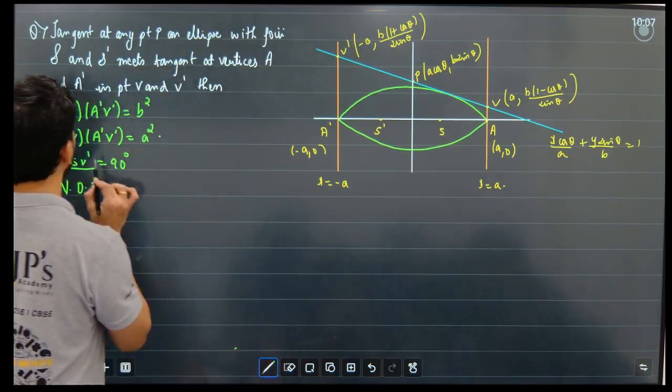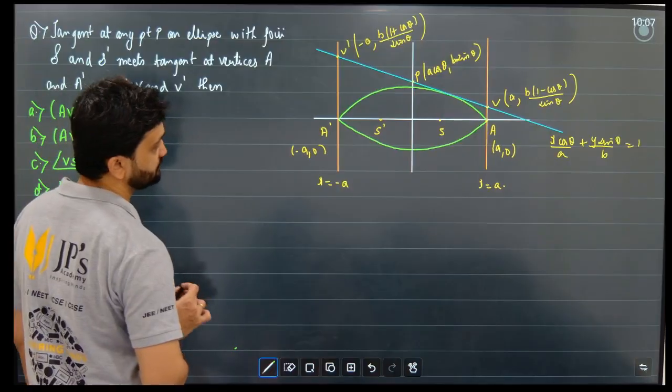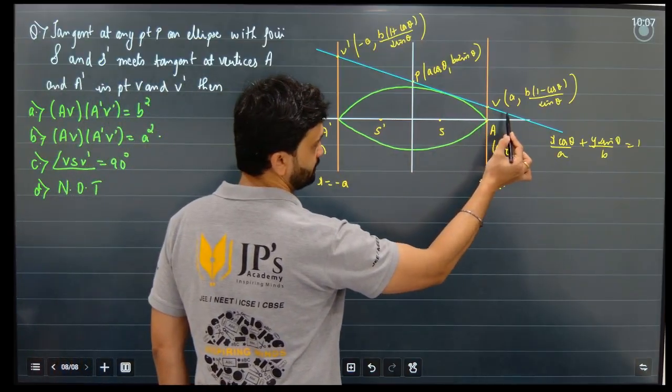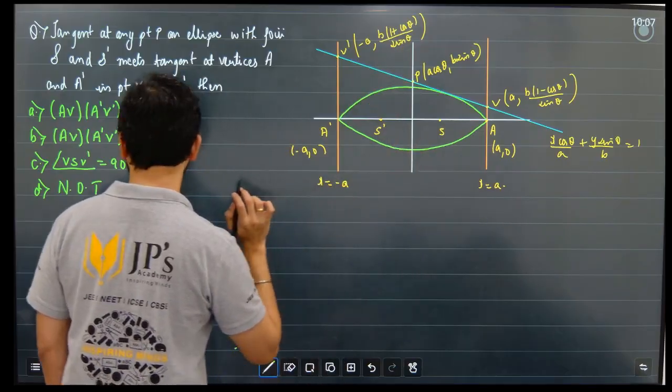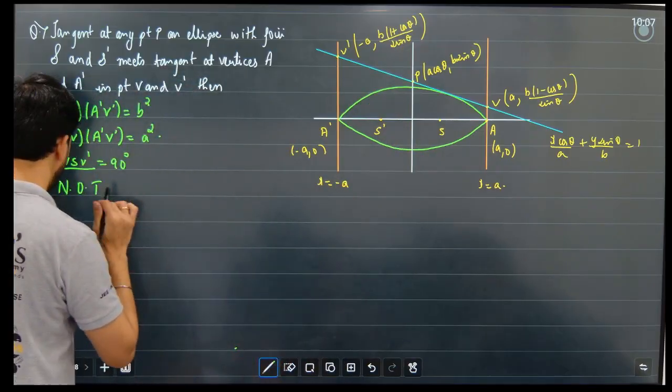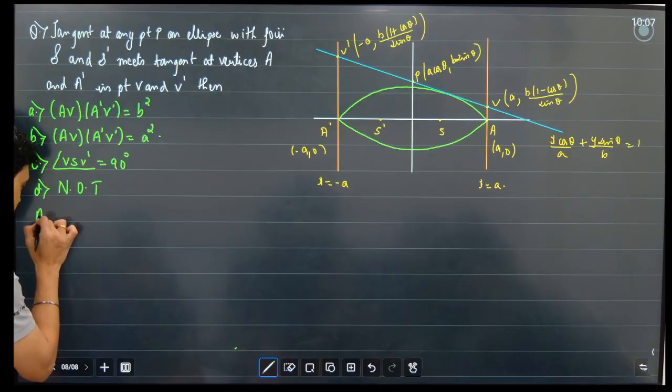So I have the foci, I have all the values. First of all, I have to find AV into A dash V dash. First of all, we'll find out. Let's start with solving this one. So I'll start with here first. So I will find.